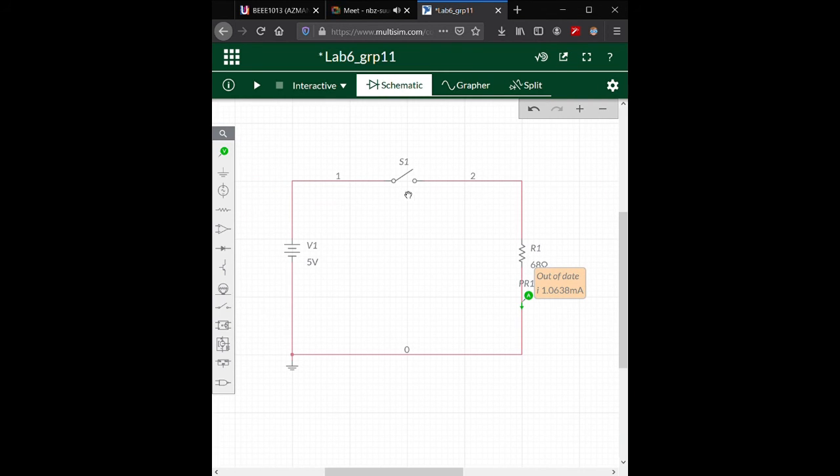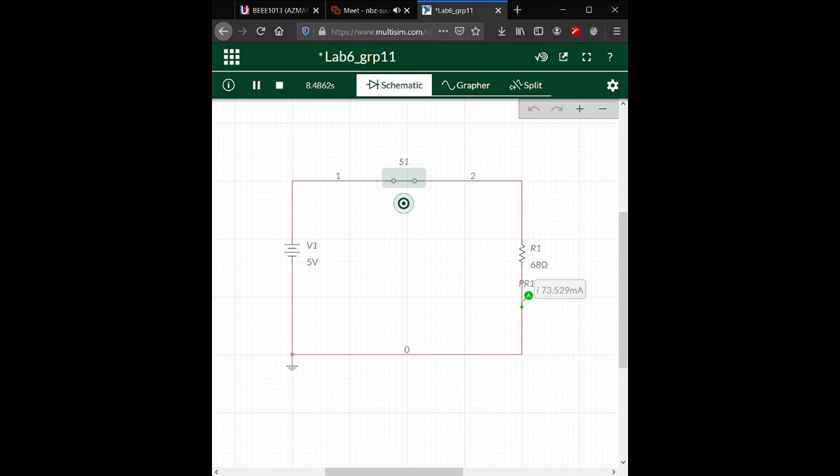Closing the switch, I will run the simulation. Right now the ammeter shows 73.529 milliampere, which is what we recorded, and it is similar to the one we have calculated in theory, where we used our derived formula from V equals I times R, which is now I equals V over R, so we get the same value as well.